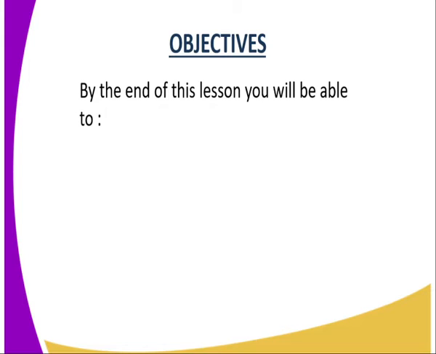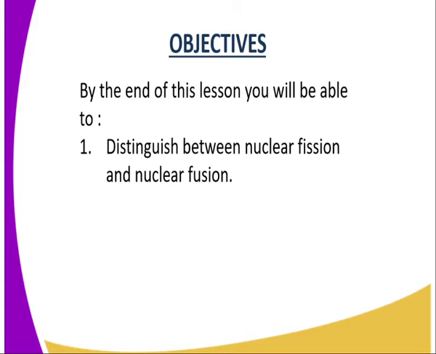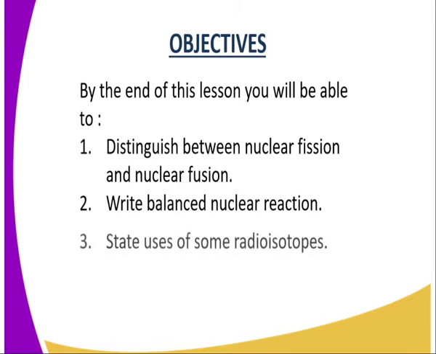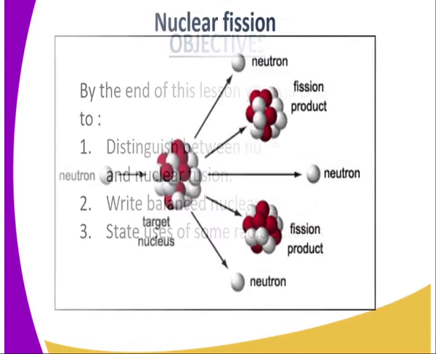By the end of this lesson, my learned students and viewers, you'll be able to distinguish between nuclear fission and nuclear fusion. You'll also be able to write a balanced nuclear reaction. And also, you'll be able to state some of the uses of radioisotopes, that is, active materials.